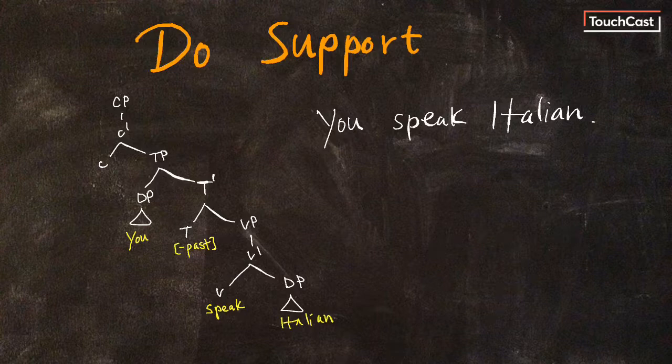In order to form a question in English for a sentence that does not already have an auxiliary, we will need to insert do so that it can go from the T to the C position. So now we have, do you speak Italian? This gives us the correct sentence structure for a yes-no question in English. The do is a dummy. It doesn't really have any meaning. It is just here as a syntactic support.